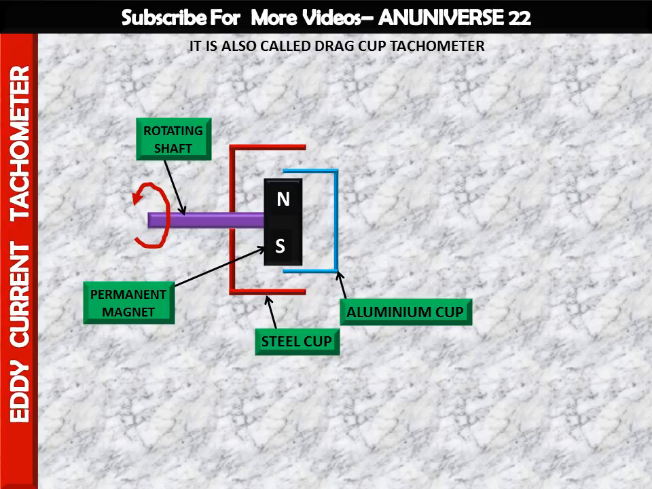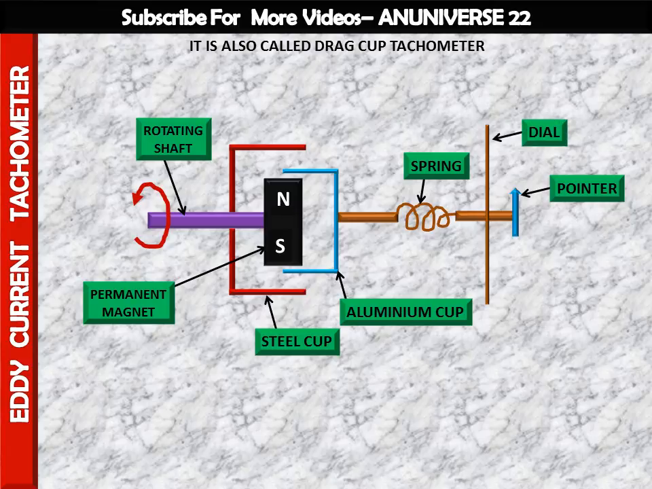This is the aluminium cup that is connected with the rod and held with the spring, so it rotates the cup against the torque of a spring. The disc turns in the direction of the rotating magnet until the torque developed equals that of the spring. Here a dial and pointer are also used. A pointer attached to the cup indicates the rotational speed on a calibrated scale.